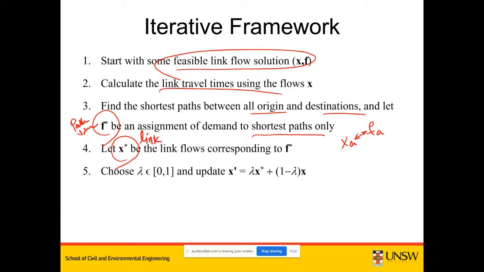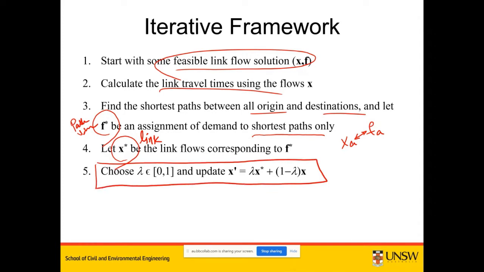And then that's where the tricky part comes in, where different methods do it differently. We need to choose a lambda value between 0 and 1, and then try to update the link flows in the next iteration as a function of the link flows in the previous iteration and the link flows on the shortest path, and this lambda value that we have to magically find. And this is step 5, the key in the iterative framework.